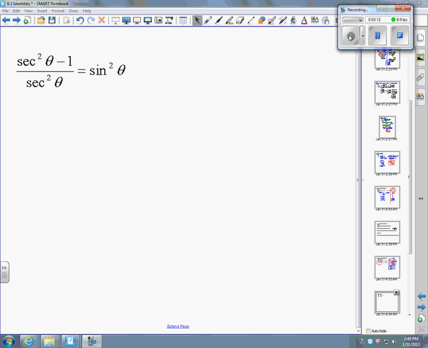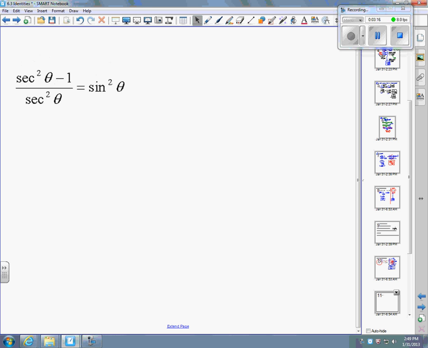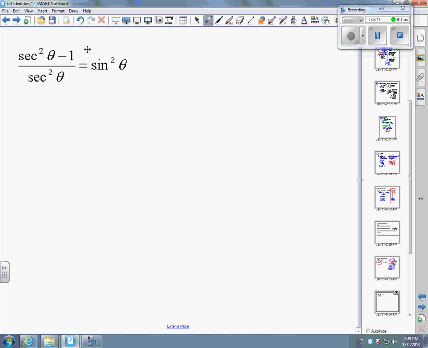Last identity is this one. Secant squared minus 1 over secant squared equals sine squared. Sine squared's a pretty straightforward thing, so just leave that alone. Don't touch it. Come over here. Secant squared minus 1. You could look for some Pythagorean identities if it actually is something. That's a possibility. I'm going to try this.